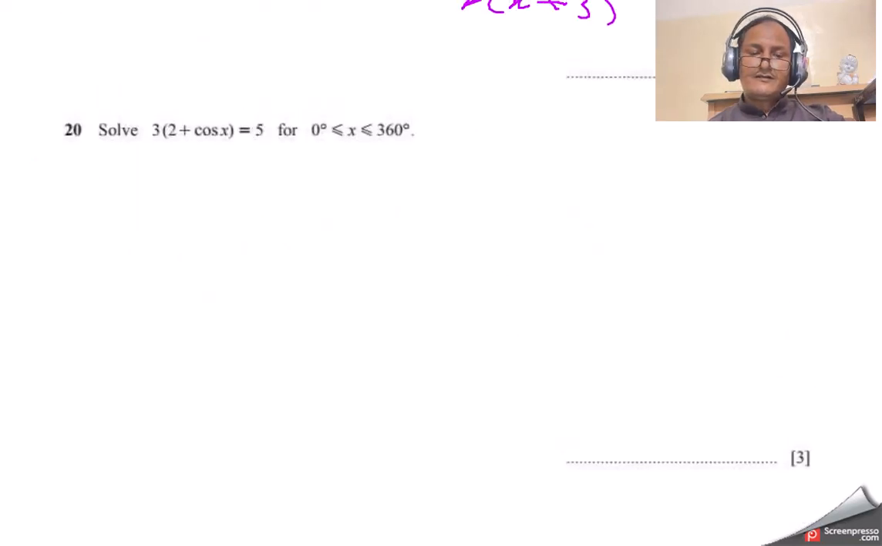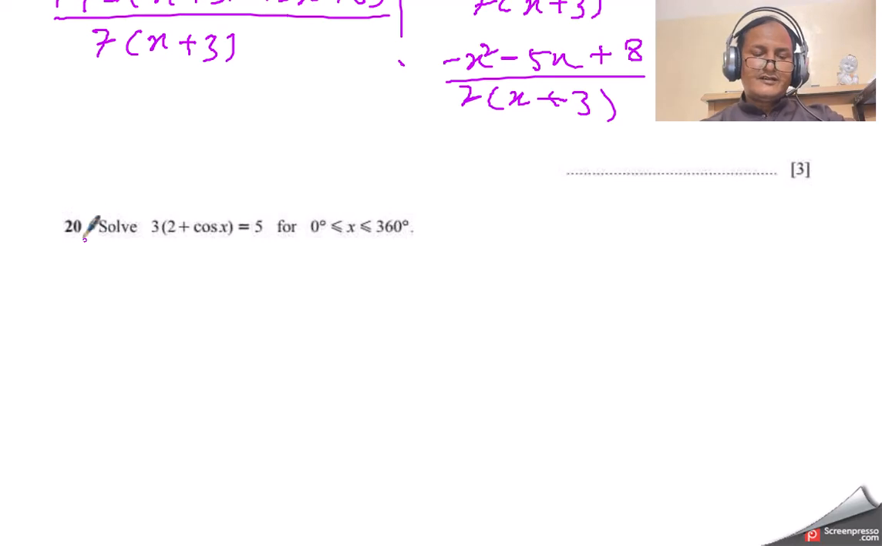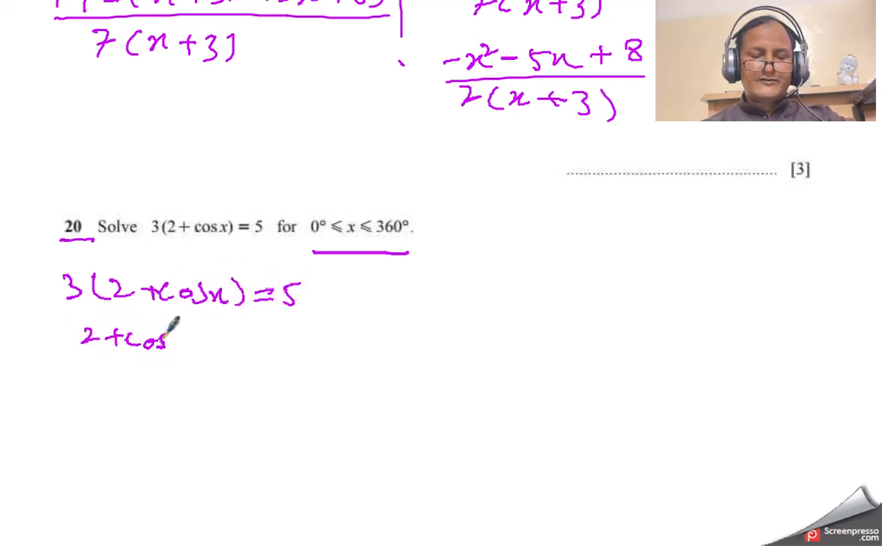We have another question, question number 20. We're supposed to solve 3 times (2 plus cos x) equals 5, for values from 0 to 360 degrees. So we have 3 bracket 2 plus cos x equals 5. Then 2 plus cos x equals 5 by 3. Then cos x equals 5 by 3 minus 2, for example.